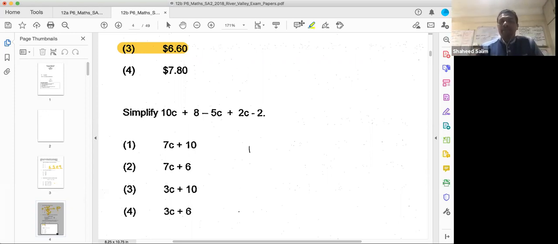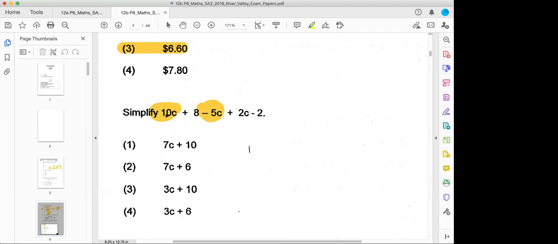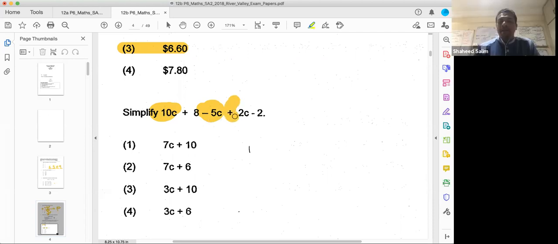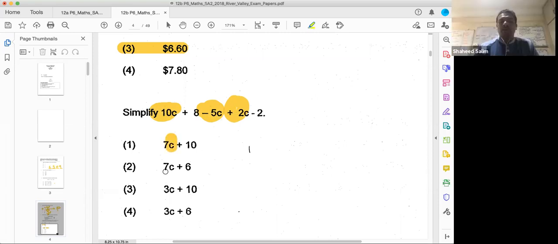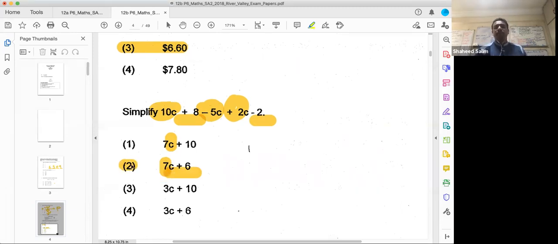Now, in this case, do remember that it includes the sign in front. So this 10C minus 5C. 10C minus 5C, what's the answer? Number 2. 10C minus 5C, get 5C. Then plus another 2C, you get 7C. So this one is possible. Now we go to the next one. The sign of the number is in front, plus 8. So 8 minus 2, 6. You still have plus 6. So number 2, well done.